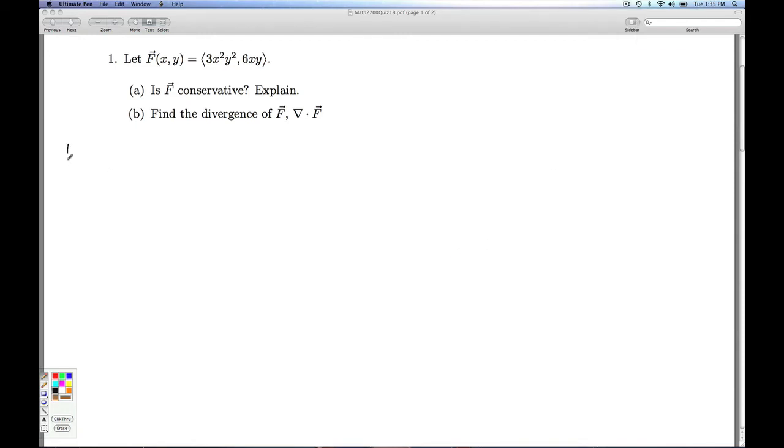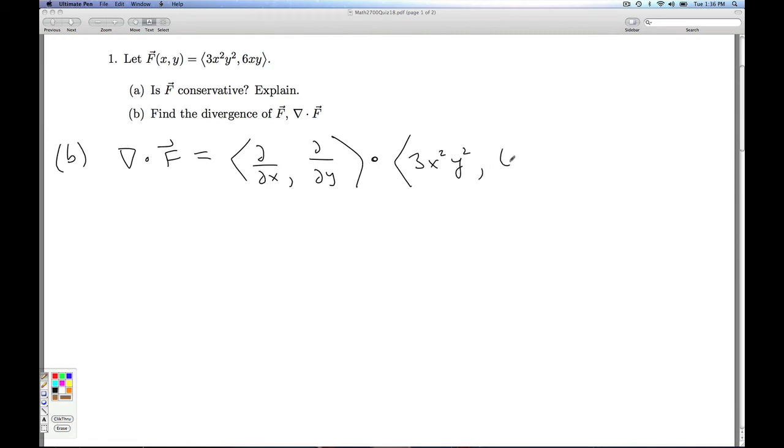Now for part B, we're asked to find the divergence of f. That's del dot f. So del dot f, what's that going to be in this case? Well, since f is a two-dimensional vector field, we're going to use the two-dimensional differentiation operator. Partial with respect to x, partial with respect to y. I'm going to dot that then with our field. 3x squared y squared, comma 6xy.